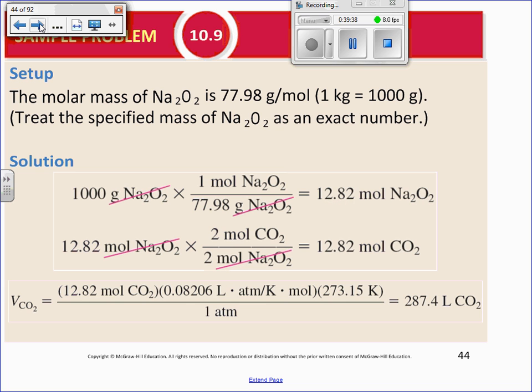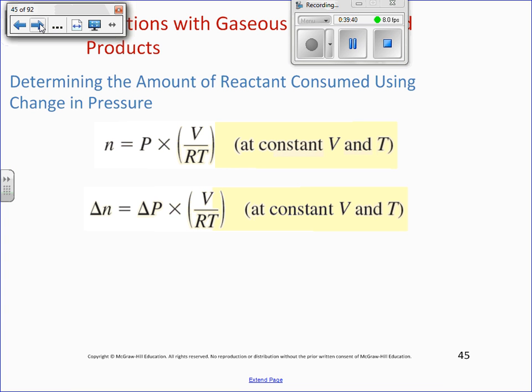We can also determine the amount of reactant consumed using change in pressure. So you know n is equal to PV over RT, just rearranging the equation PV equals nRT. We take the change, which is equal to P times V over RT. So the change is in n. If I change the number of moles, I'm going to change the pressure, assuming a constant volume and temperature.